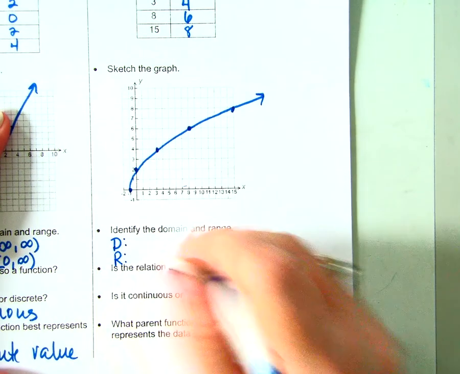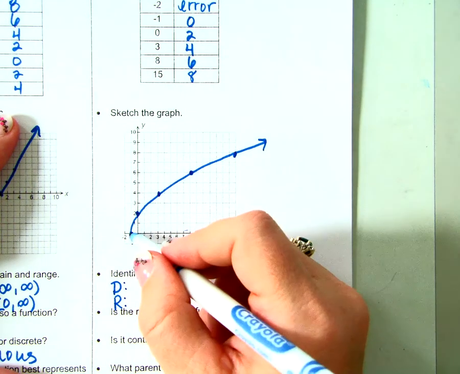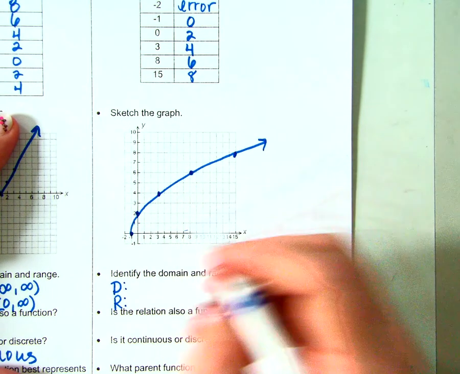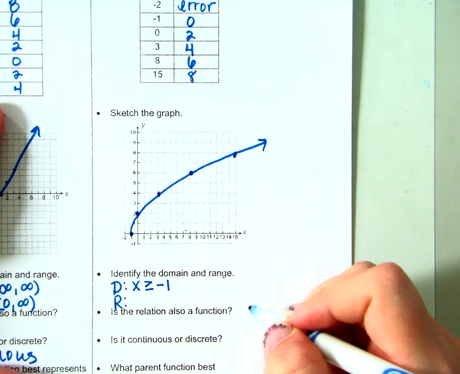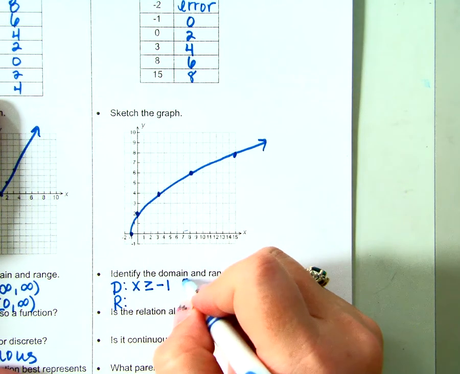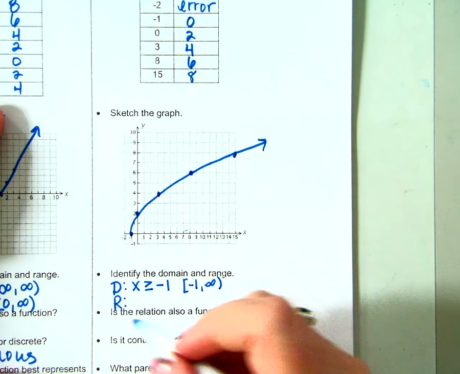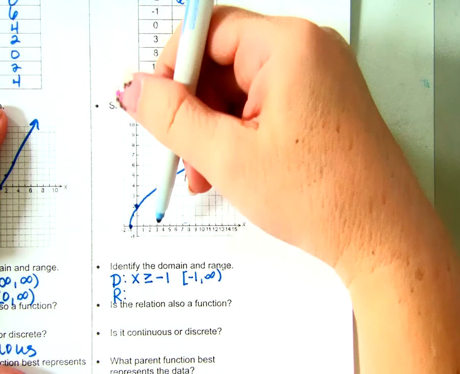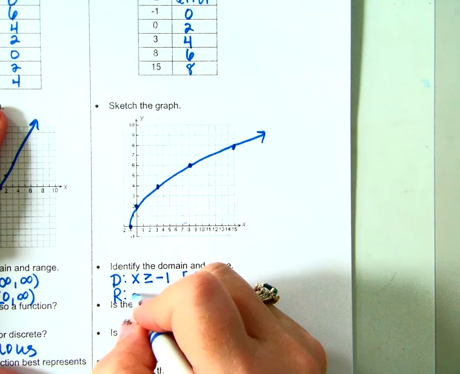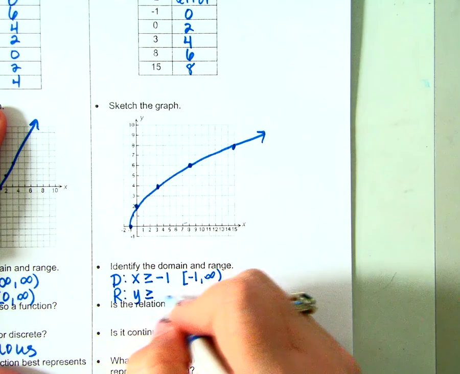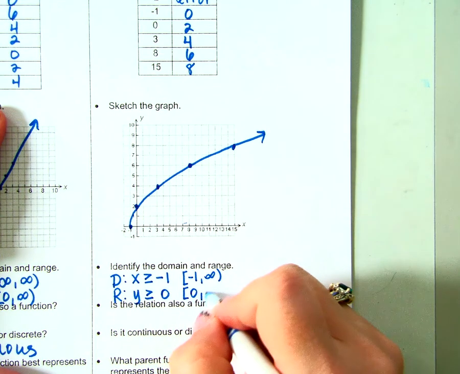I need domain and range. Domain, how far to the left do I go? I go all the way to -1. How far to the right do I go? To infinity. So I can say x is greater than or equal to -1. The other way I would write this is -1 to infinity. Okay? The range, how far down do I go? I go to 0. How far up do I go? To infinity. So y is greater than or equal to 0. This other way, 0 to infinity.